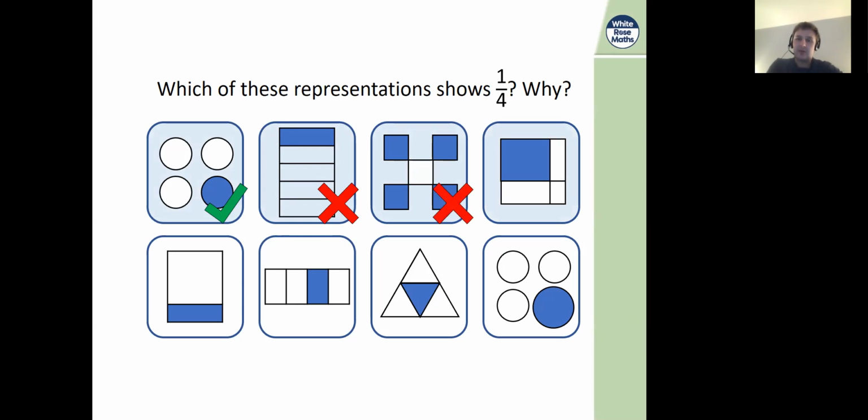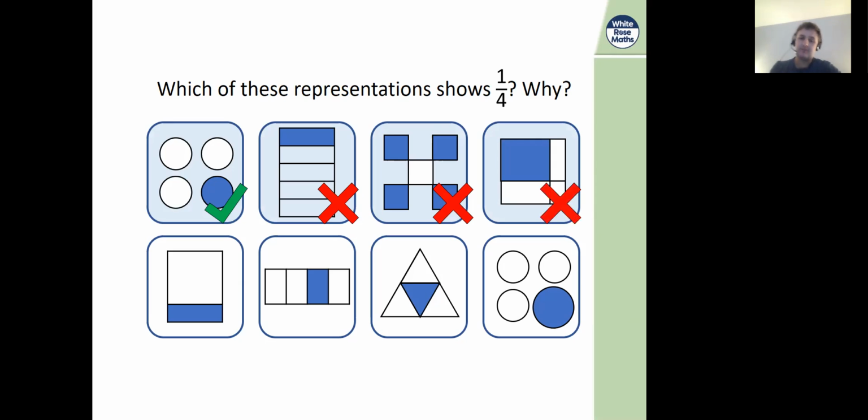With the fourth one, how many parts have I got there? Well, you can see that I've got 4 parts, 1, 2, 3, 4. But have I got quarters? No, because not all the parts are equal. The blue part is the largest part. If it was quarters, they'd all be the same size.